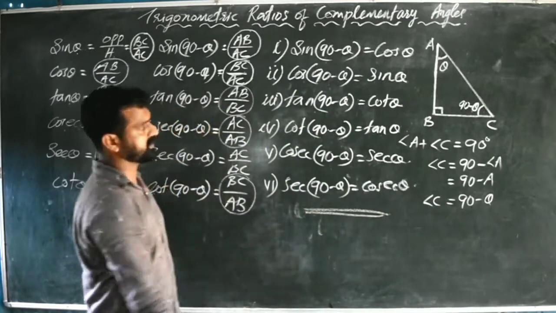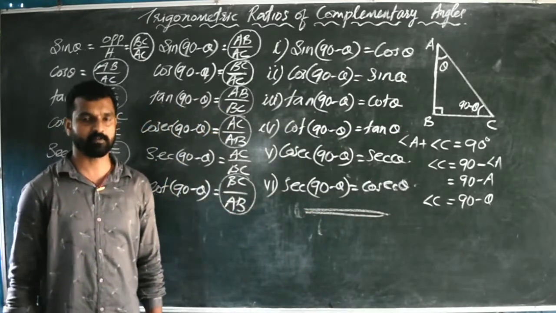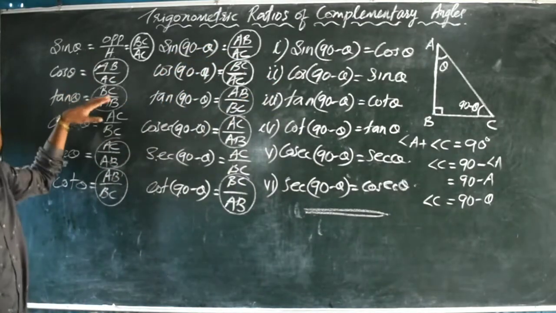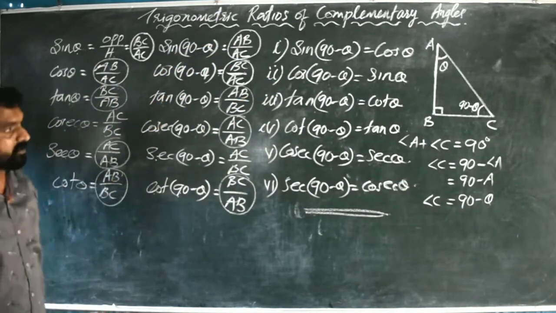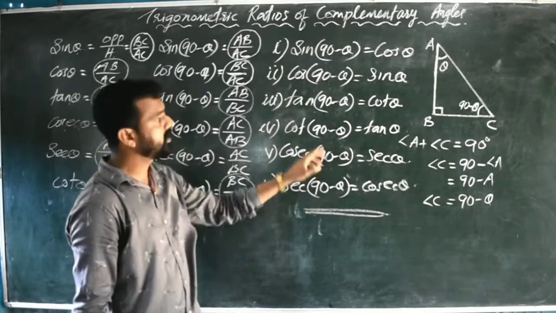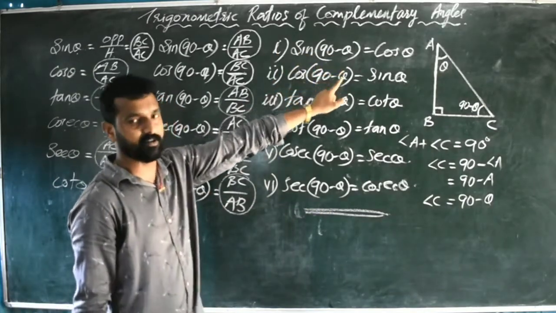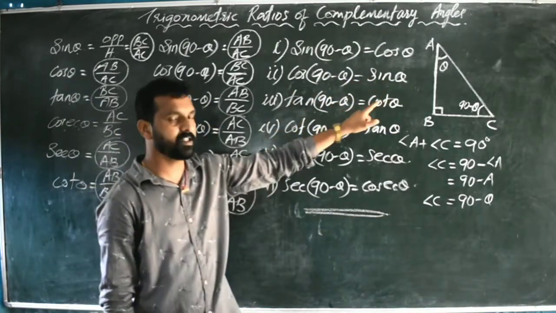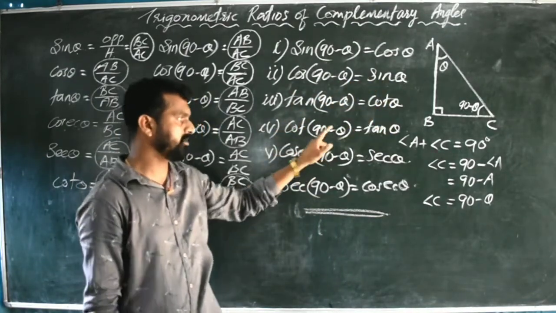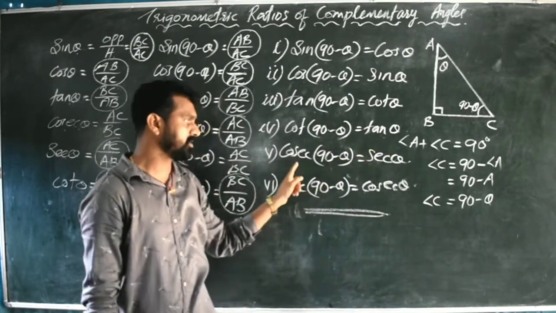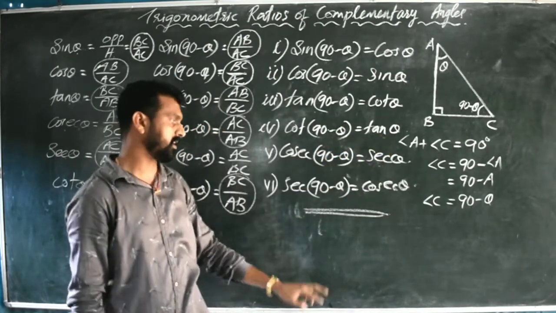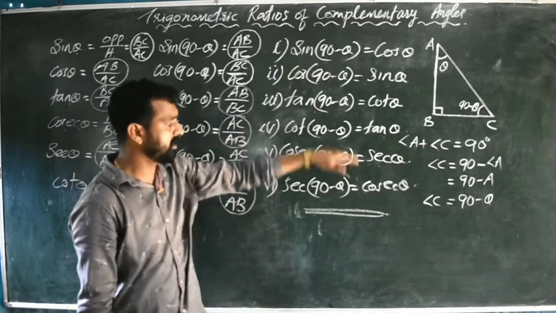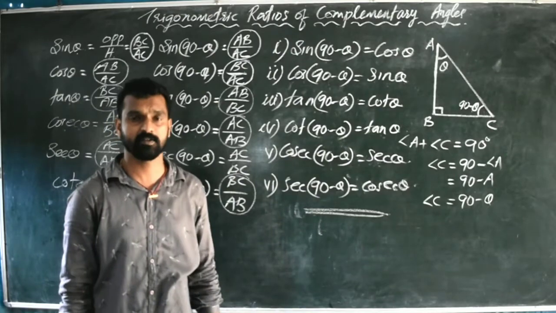So these 6 trigonometric ratios of complementary angles you have to study nicely. I have explained this one just for understanding. You have to study these 6 formulas: sin 90 minus theta is equal to cos theta, cos 90 minus theta is equal to sin theta, tan 90 minus theta is equal to cot theta, cot 90 minus theta is equal to tan theta, cosec 90 minus theta is equal to sec theta, sec 90 minus theta is equal to cosec theta.